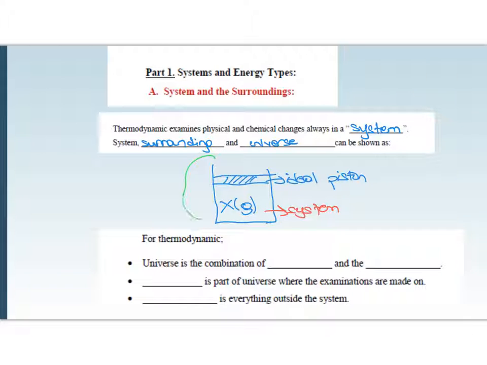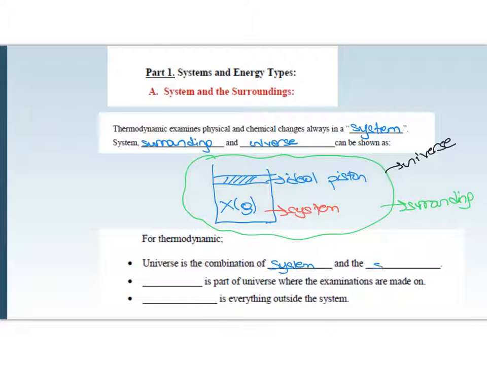So what is all around it here? This is going to be our surrounding, and the sum of this system and the surrounding will give you the universe. So these terms are really important for us: system, universe, and surrounding. So universe is the combination of system and the surrounding, and system is the part of universe where the examinations are made on, like our reactions, and surrounding is everything outside that system.